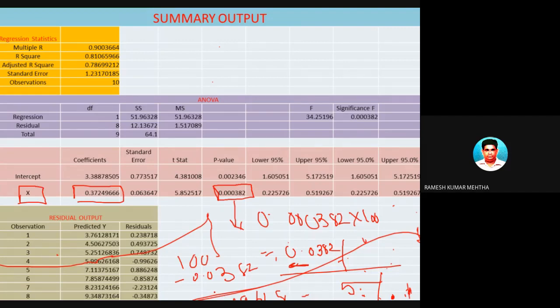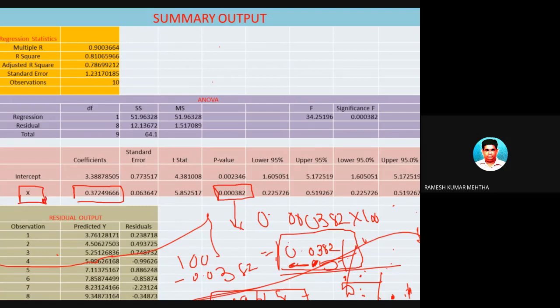Means that the chances of the null hypothesis being accepted is only 0.03 percentage, whereas the probability of accepting the alternate hypothesis is 99.68 percentage. I told you this should be more than 5 percentage, but this is within our limits of 5 percentage. So the null is rejected and the alternative is accepted, because alternate means what?